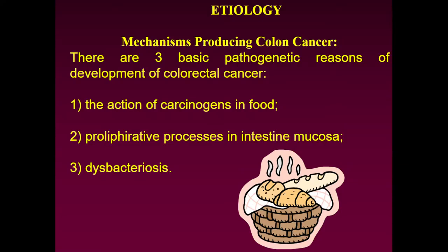Mechanisms producing colon cancer. There are three basic pathogenic reasons for the development of colorectal cancer: the action of carcinogens in food, proliferative processes in the intestinal mucosa, and dysbacteriosis.